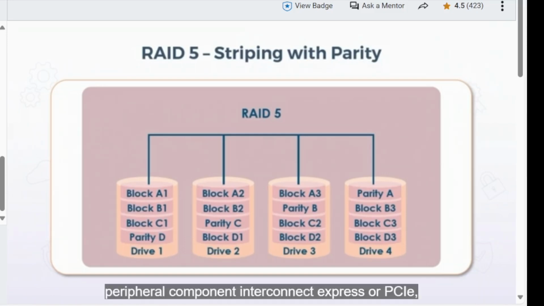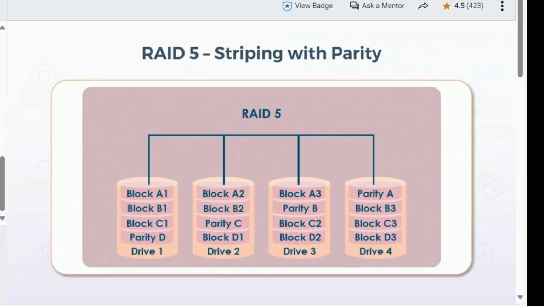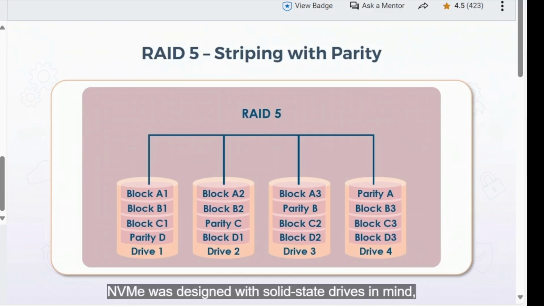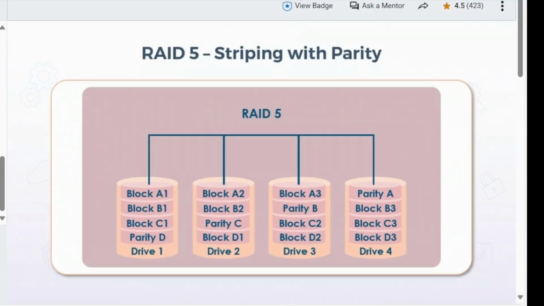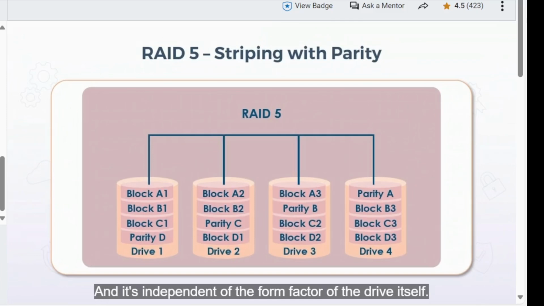But if we look at any given file, again, it's still broken down into blocks. So we see block A1, A2, and A3. So that would represent a single file. Then we see parity information for that file. So parity A is for blocks A1, A2, and A3. Then we see the same thing for blocks B and C and D.